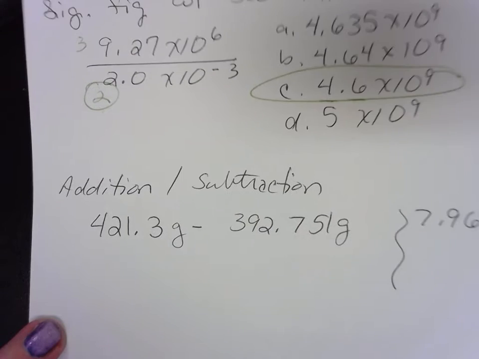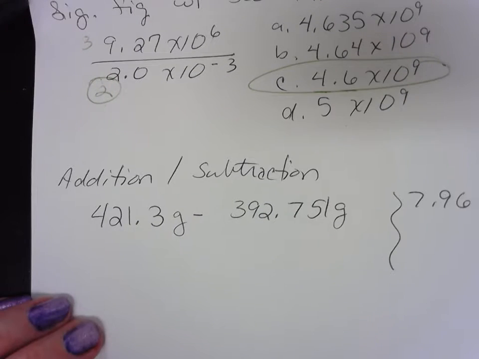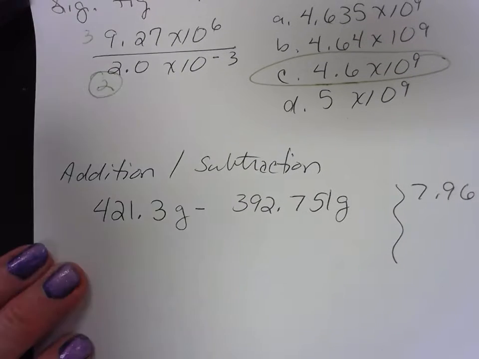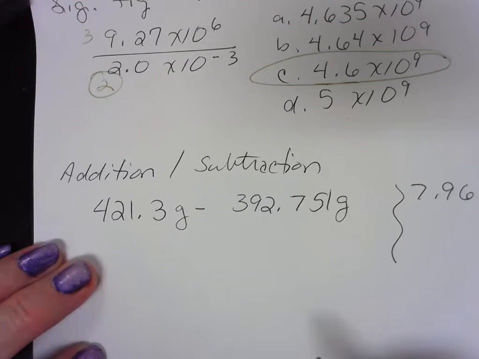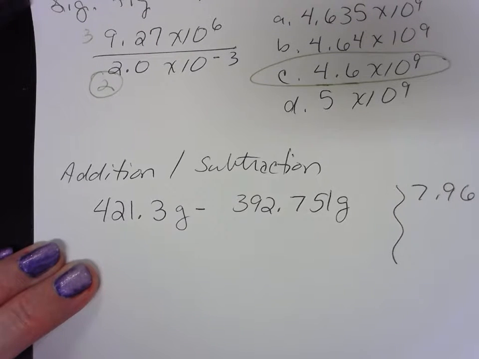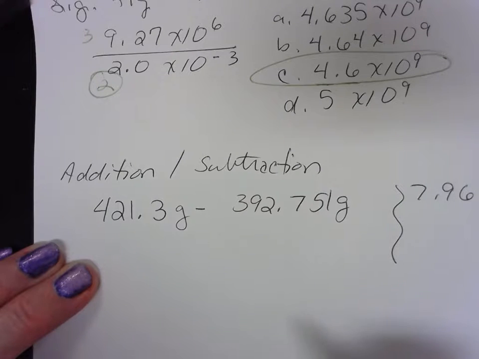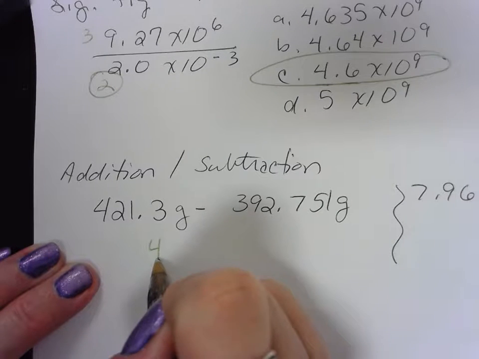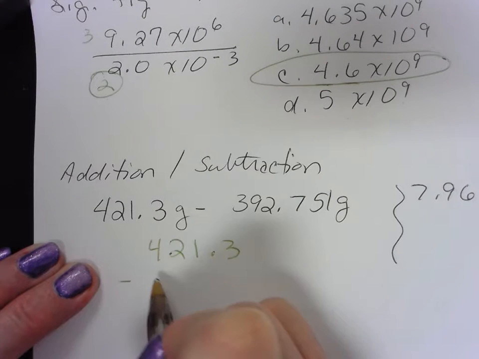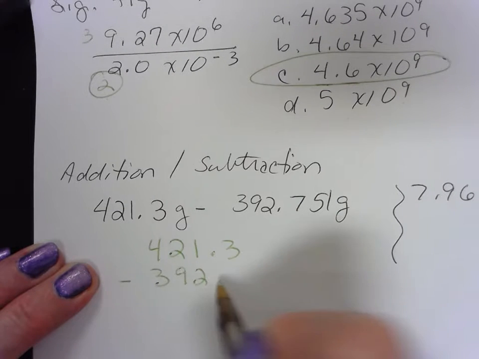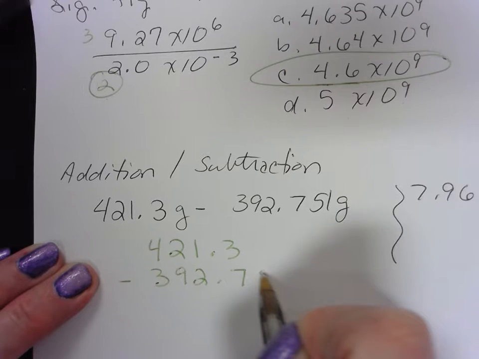Addition and subtraction problems. Here, line up your decimals. Do not just go throwing these things in your calculator until after you have lined up your decimals. You probably don't even need your calculator at all for these. So we have 421.3 minus 392.751.